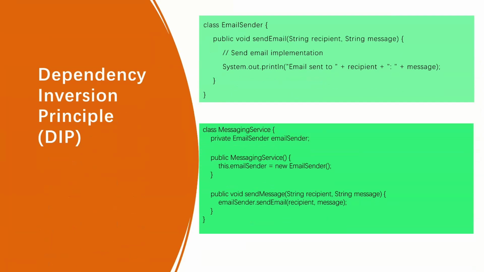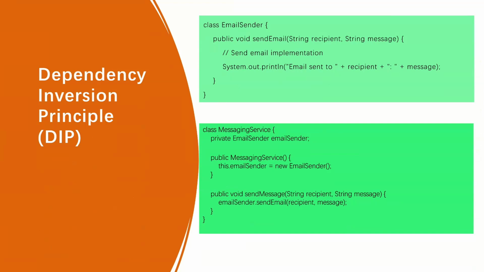Let's consider an example involving a messaging system where the high-level module is responsible for sending messages and the low-level module is responsible for the actual communication, such as sending emails or SMS messages. Without following the dependency inversion principle, the high-level module might directly depend on the low-level module. In this implementation, messaging service directly depends on email sender, violating the dependency inversion principle because the high-level module, messaging service, depends on the low-level module, email sender.